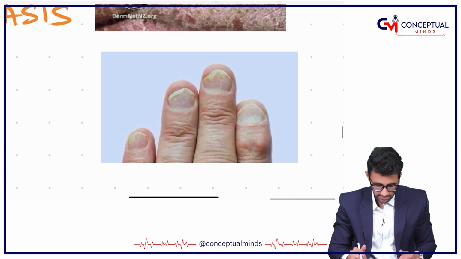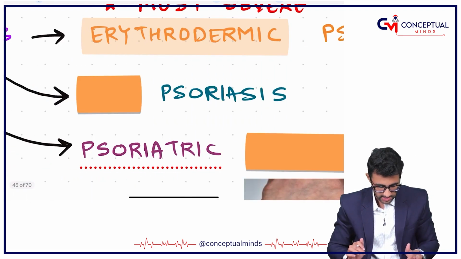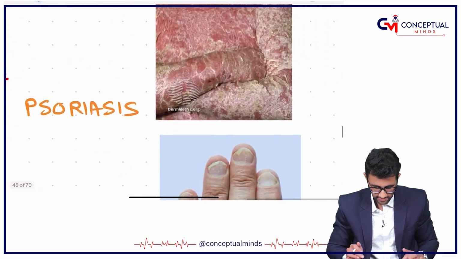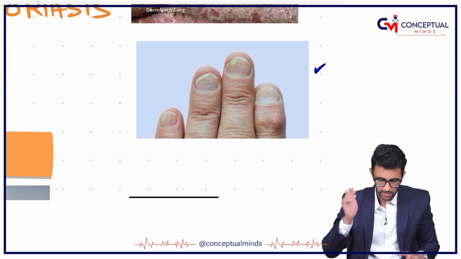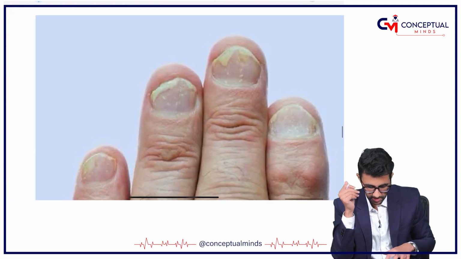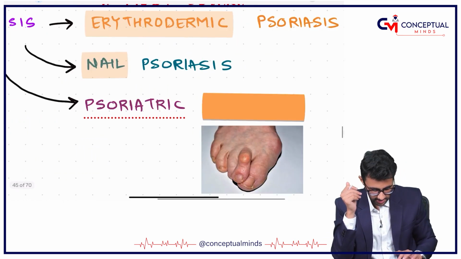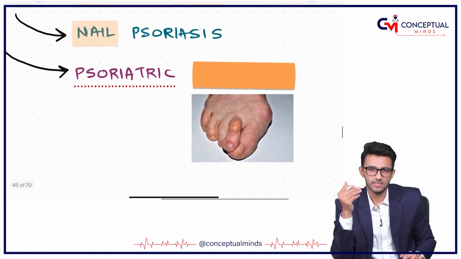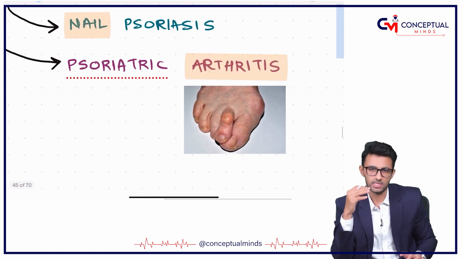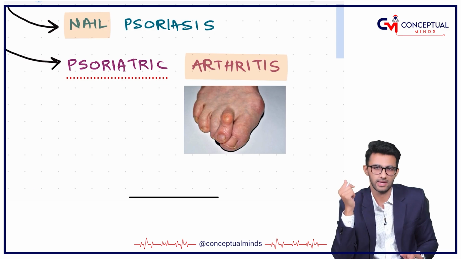The next one we see is nail psoriasis, right? The nail psoriasis, right here. In nail psoriasis we see very peculiar findings. And the next one is psoriatic arthritis. Yes, this is the last of the classification, psoriatic arthritis.